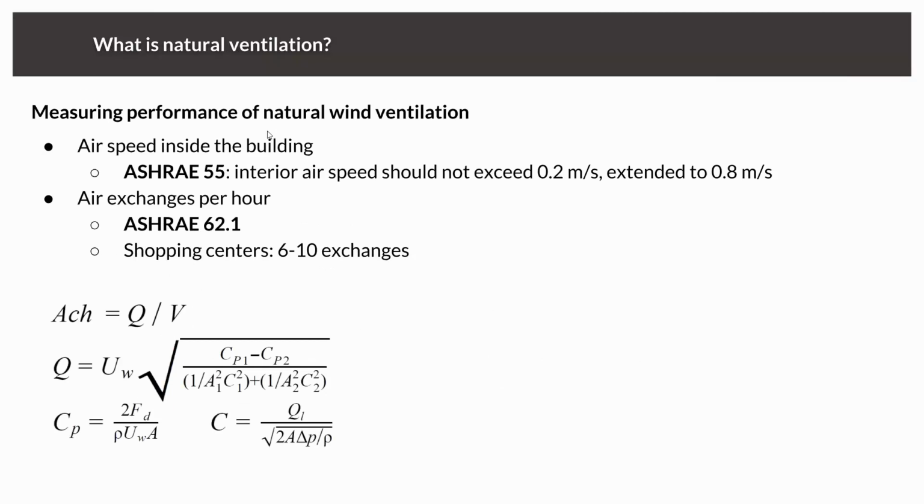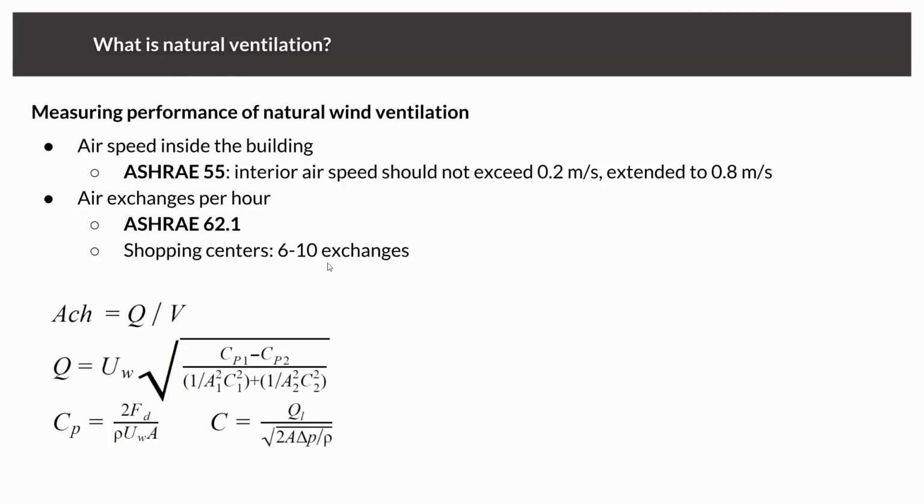Now let's take a look at the standards I mentioned. When it comes to natural ventilation, there are two things we're interested in. First of all, the airspeed inside the building, because you all know the bad feeling when you are standing in drafting air. And this is what the ASHRAE Standard 55 is about. The standard says that the interior airspeed should not exceed 0.2 meters per second. For some cases, you can extend this criterion to 0.8 meters per second. However, you should not go above that, because this will create a lot of discomfort.